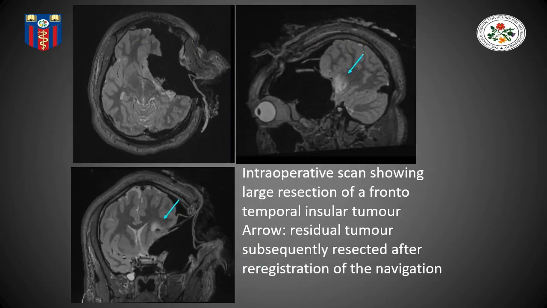And this is another example. This is the fMRI that I've shown to you before in the patient that was left-handed. And you can see that we've managed to perform a very large resection of the tumor. However, in the intraoperative scan, there was this small residual at the top and back that we were able to go and resect at the same time of the operation, avoiding a second look later.